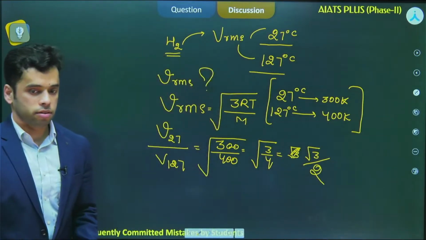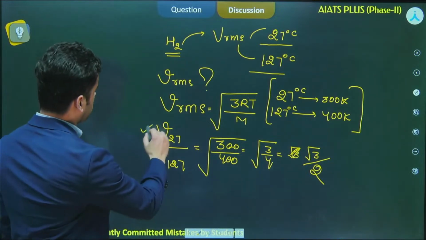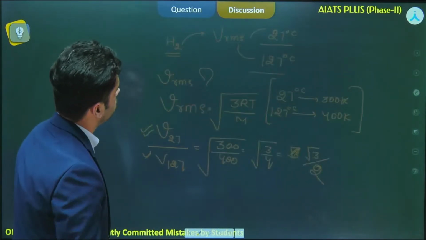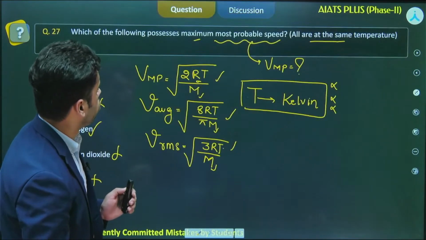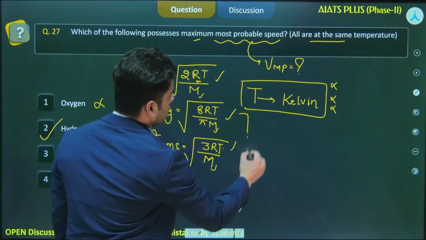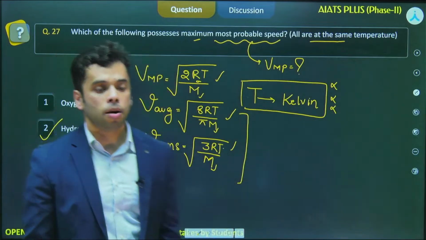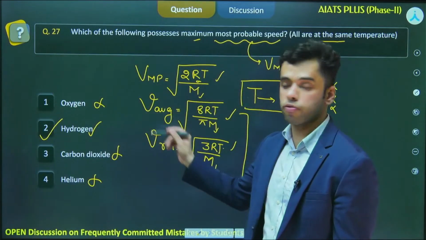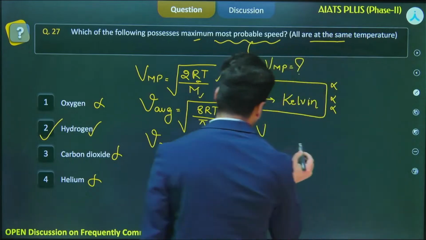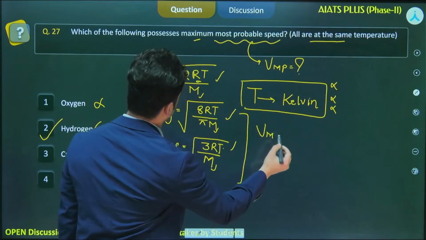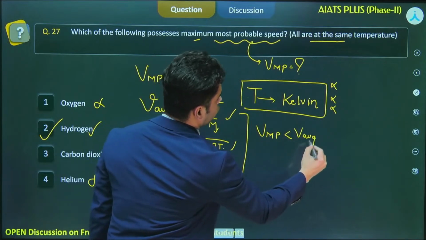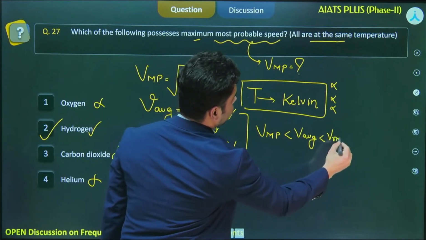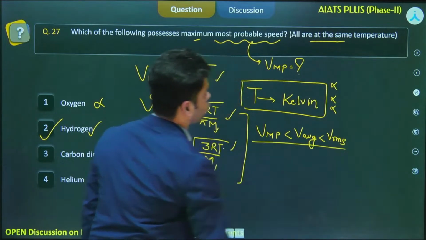Very well. If you understood this concept, you are good to go with such kind of problems in the NEET examinations. And what else can you conclude? The comparison ratio among all these three velocities is also asked from you. So from here I can write that. Have a look at this ratio: V most probable, V average, and V RMS.